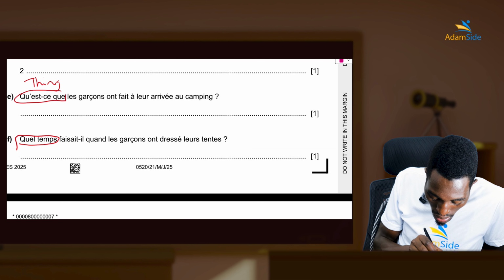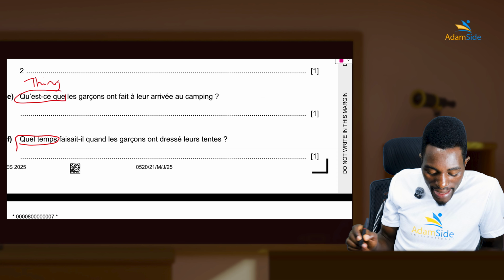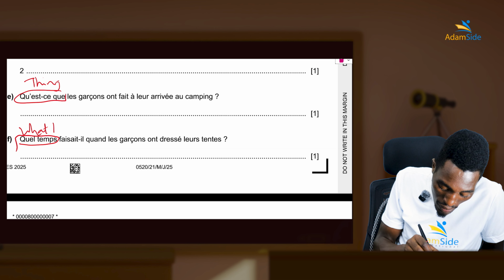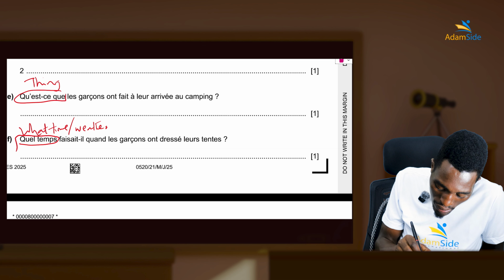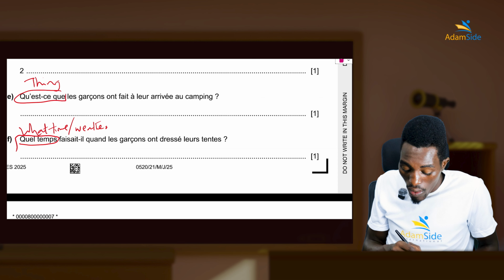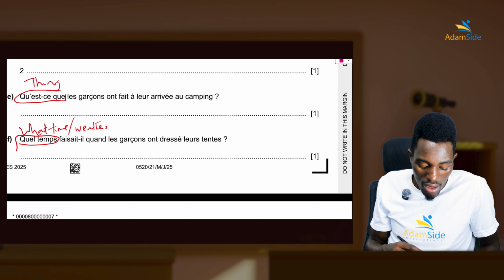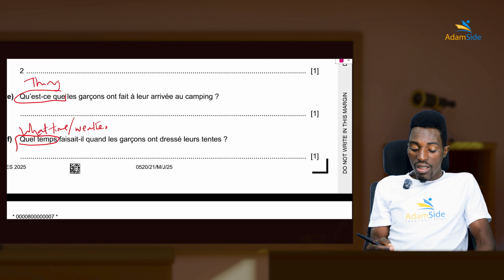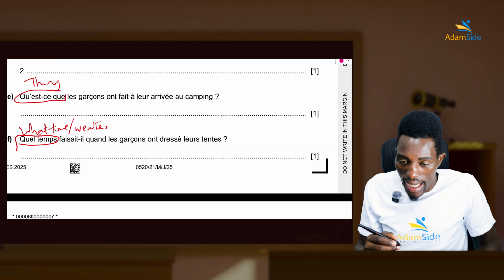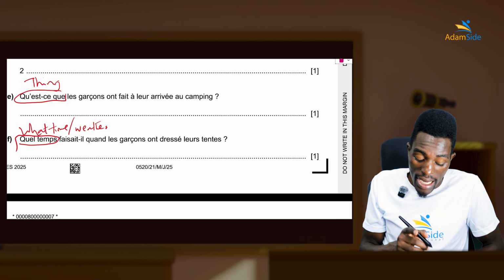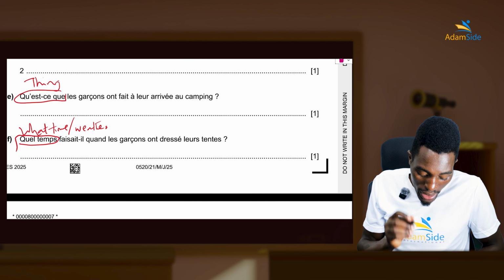Quel temps? Another one, F is quel temps. What time? We expect quel temps, what time? Oh, what weather? Quel temps faisait-il quand les garçons ont dressé leur tente? What was the time, or how was the weather when the boys dressed their tents? So the answer should be either the time or the weather.